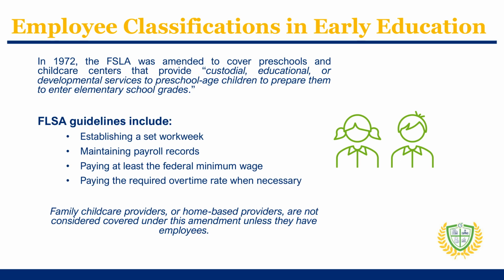If a child care business's employees are not otherwise exempt due to their salary level or assigned duties, the employer is required to meet FLSA guidelines. This includes establishing a set work week for pay purposes, maintaining payroll records, paying at least the federal minimum wage, and paying the required overtime rate for more than 40 hours worked. In addition, independent contractors, or those paid via 1099, are not covered by the FLSA. Therefore, they are not entitled to the wage and overtime pay benefits outlined in the law.